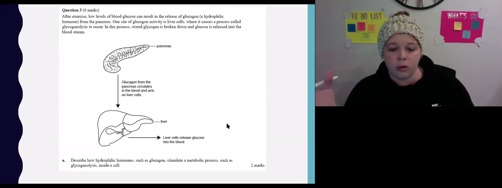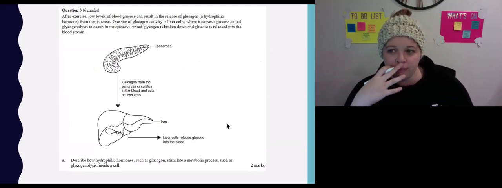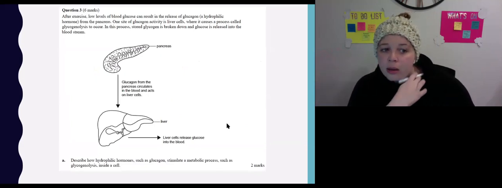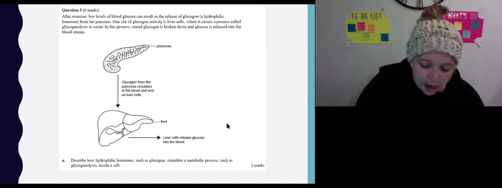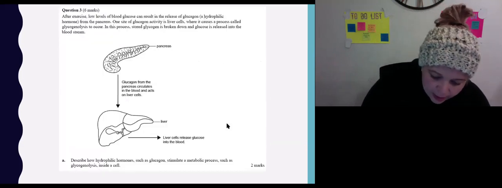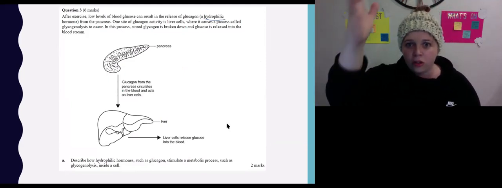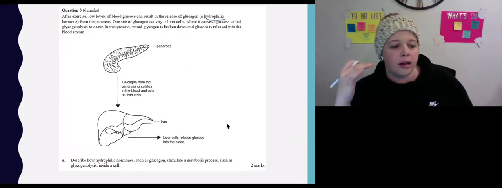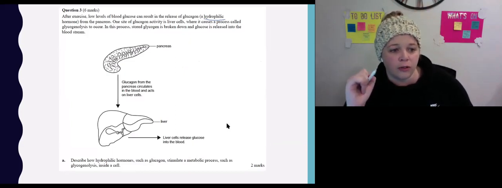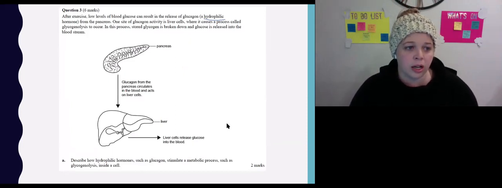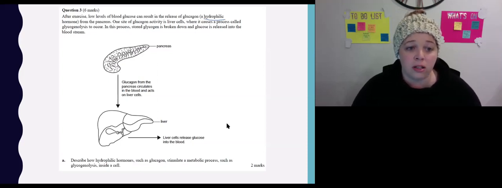So have a pause, have a read, and then come back. Okay, so after exercise, low levels of blood glucose can result in the release of glucagon, which is a hydrophilic hormone. Okay, if it's hydrophilic, what do we automatically think? Extracellular receptor. All right, so this is from the pancreas. One site of glucagon activity is liver cells, where it causes a process called glycogenolysis to occur. In this process, stored glycogen is broken down and glucose is released into the bloodstream.